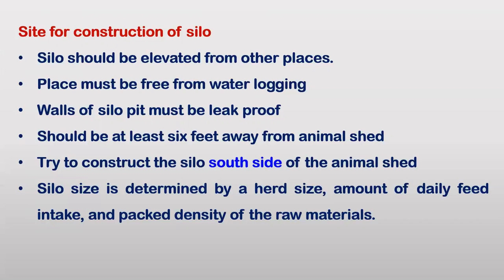For the silo pit, we can construct a permanent structure. The silo pit should be elevated from the other places, so there is no waterlogging in that area. The wall of the silo pit must be leak proof, so there is no chance of any gases or oxygen leaking in, or any liquid material leaking from the silage to outside the pit. And it should be at least 6 feet away from the animal shed. And try to construct the silo pit on the south side of the animal shed.